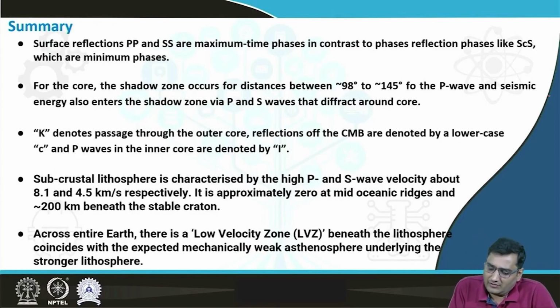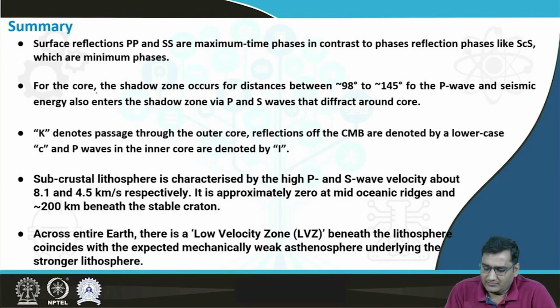We also learnt about the surface reflections, that are PP and SS. Both are maximum time phases. If you remember, we talked about the Fermat principle. As per the Fermat principle, the travel time should be an extremum, either maximum or minimum. Most of the phases that we record are minimum time phases, but the surface reflections such as PP and SS are maximum time phases.